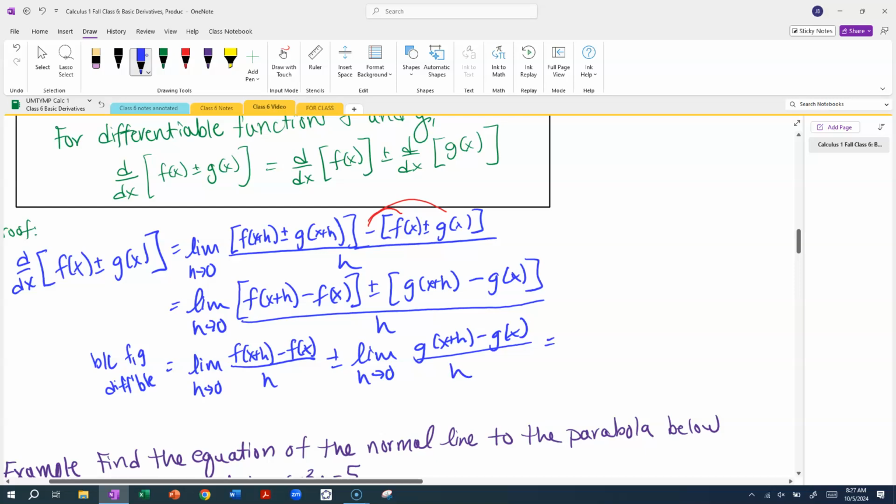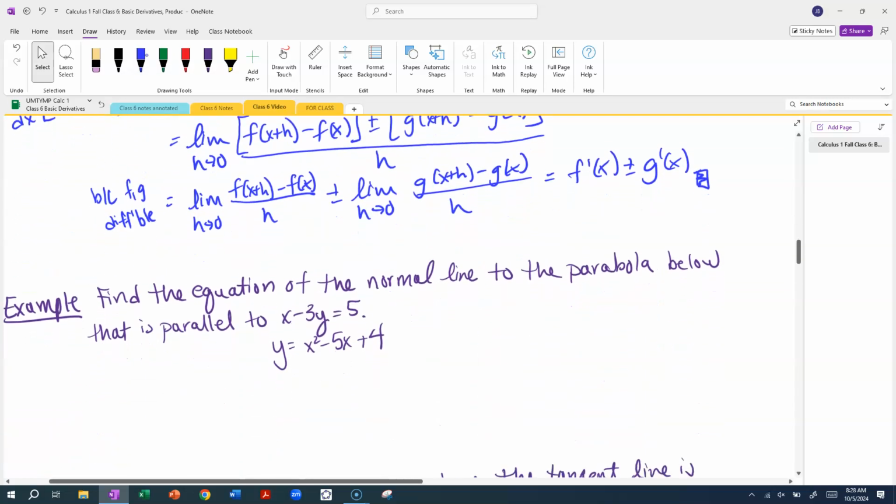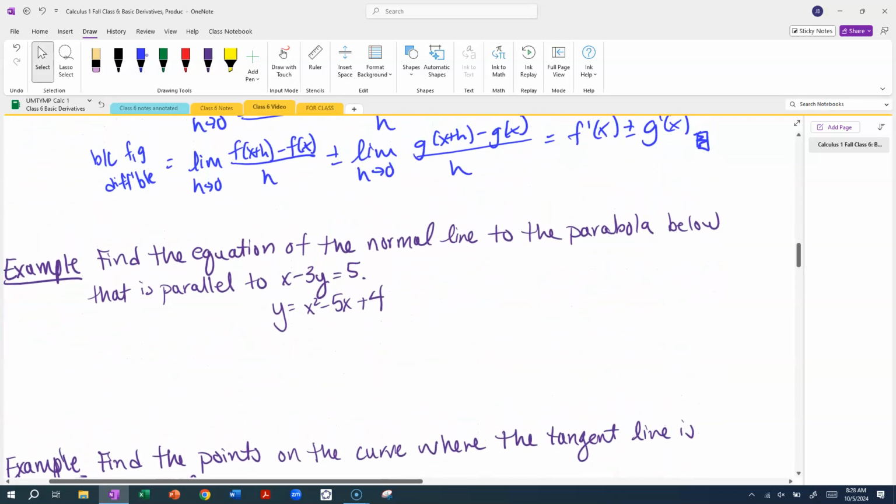And lo and behold, if we write this out, this is f'(x) plus or minus g'(x). And we're done. That's the end of the proof. Again, not anything terribly difficult, but you just need to start with the left side, prove the right side, and make sure to use your hypotheses. So there we go. Let's look at a couple examples and then we'll wrap this video up.